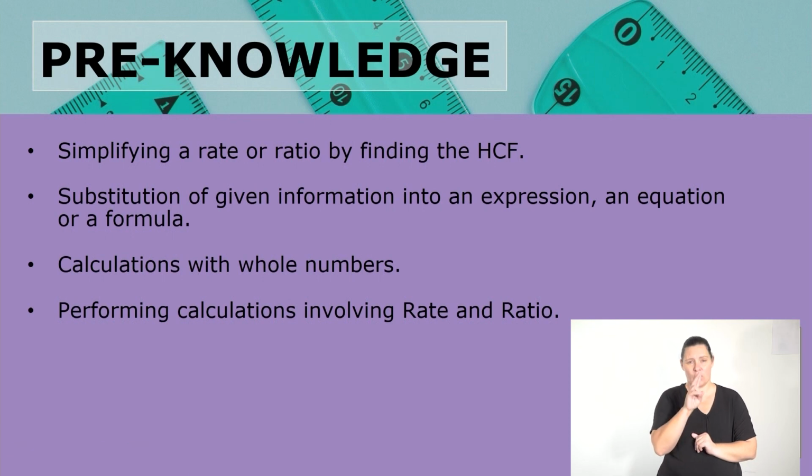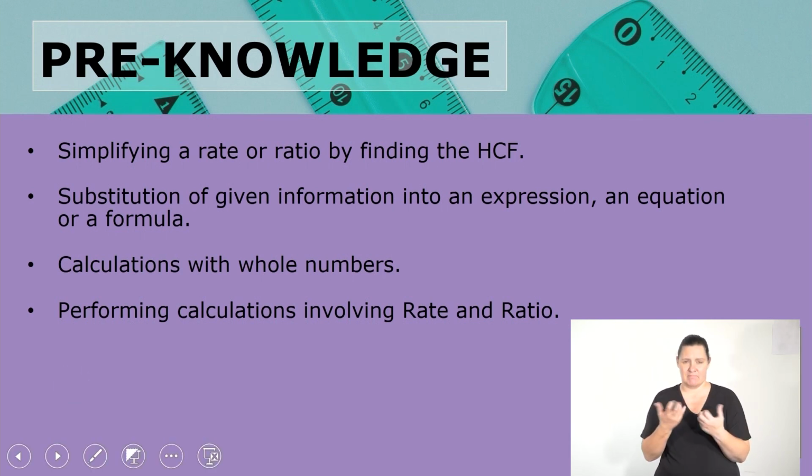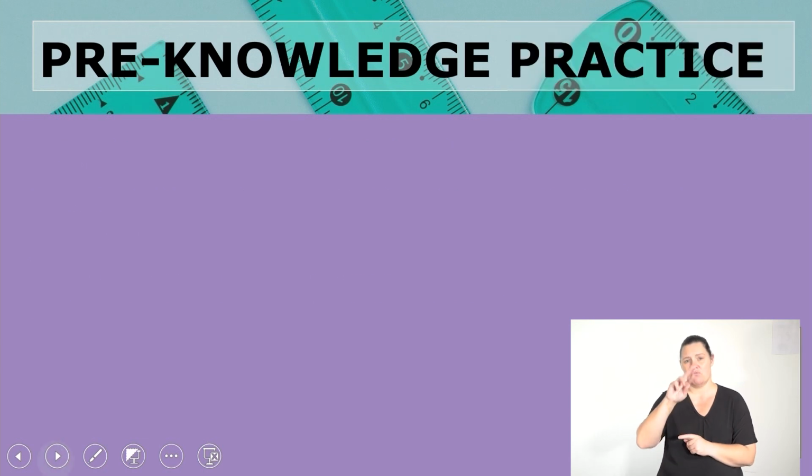Let's look at the pre-knowledge that you are supposed to have for this lesson. Simplifying a rate and/or ratio by finding the HCF, that is the highest common factor. Substitution of given information into an expression, an equation, or a formula. Calculations with whole numbers, and performing calculations involving rate and ratio.